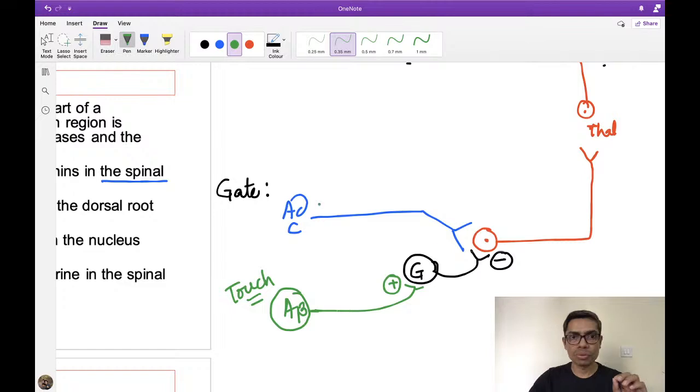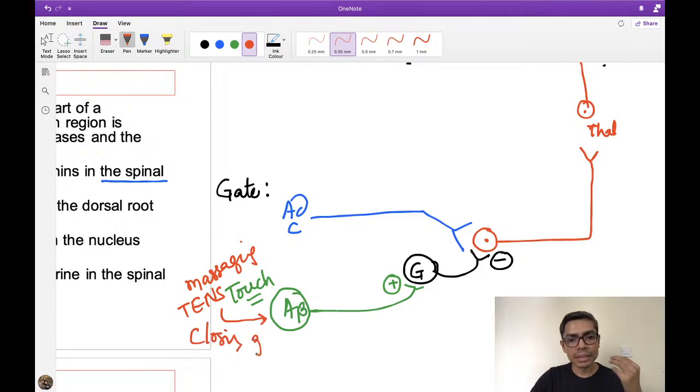So what am I learning here? I am learning here that if I stimulate this A beta fiber by massaging, or by transcutaneous electrical nerve stimulation, or application of some balm with some massage, what will happen? I am selectively stimulating this A beta fiber, and what is the A beta fiber doing? It is closing the gate. So it is closing the gate of the pain pathway, and that's why it is known as the gate control pathway. But this is not the question in this topic here.